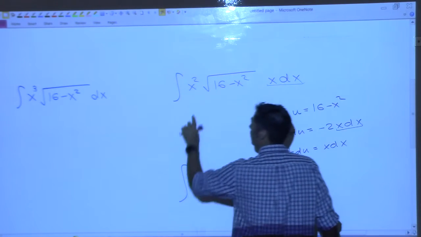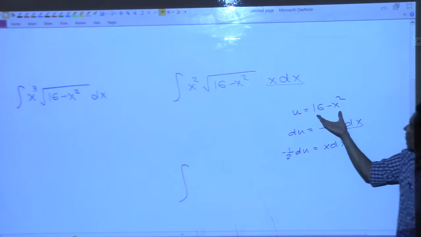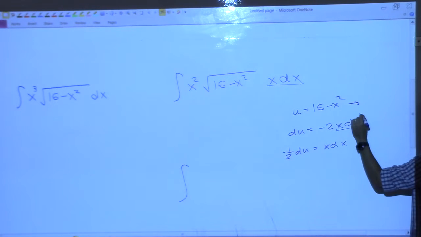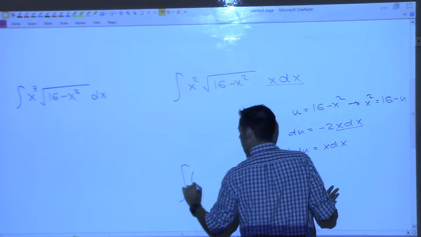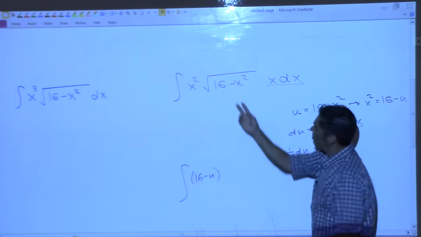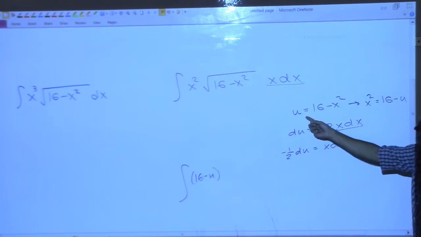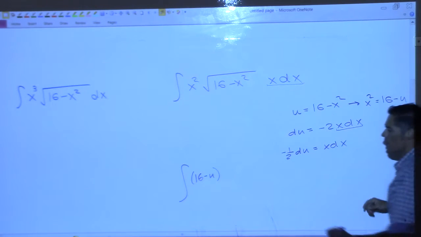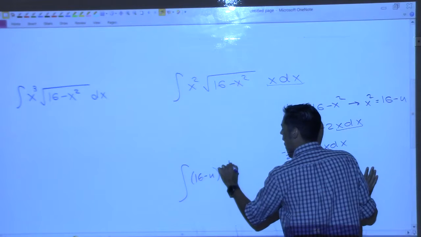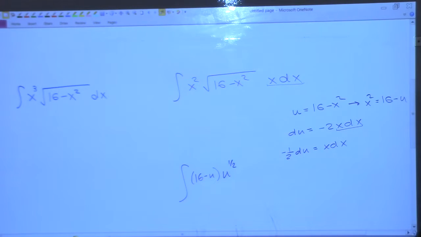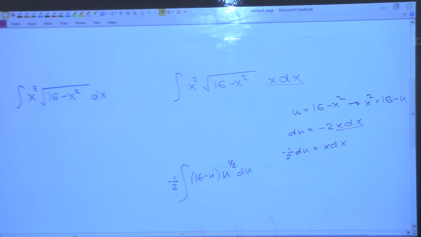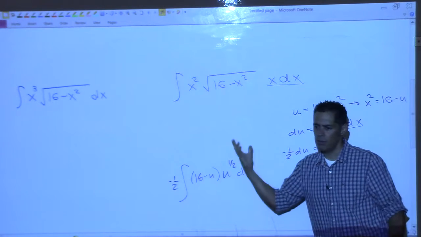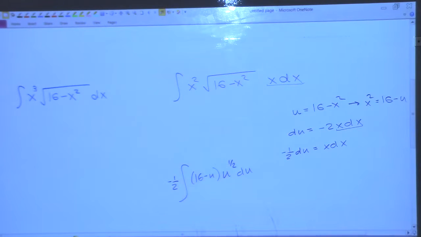Okay, how can I rewrite this integral? What's x squared? Ah, well here, I can get x squared from this, can't I? Wouldn't that be x squared is 16 minus u? So that first x squared is 16 minus u. And then what's the square root of this thing? That's the square root of u, isn't it? So square root of u, I'm just going to write that as u to the half. And then what's x dx? Negative 1/2 du. Is that doable? Yeah. I can just pass this through, pass that through, and I'm done. Well, I have to integrate still, but yes.